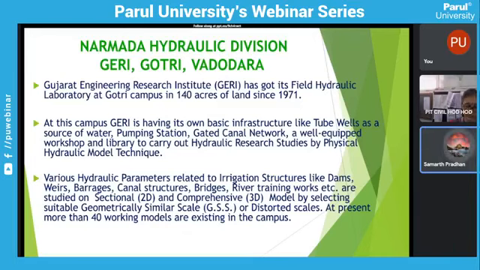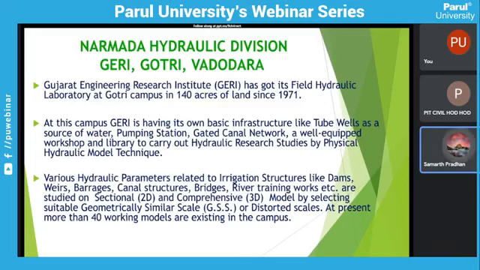Up till now, more than 150 models have been tested here, and various hydraulic parameters related to irrigation structures like dams, weirs, barrages, canal structures, bridges, river training works, etc. are studied on sectional 2D models and comprehensive 3D models by selecting a suitable geometrically similar scale. We will go into detail on what a 2D model is, what a 3D model is, what a GSS scale is, and what a distorted scale is. I will explain later. This is just the introduction of my department, which deals with physical model study work.